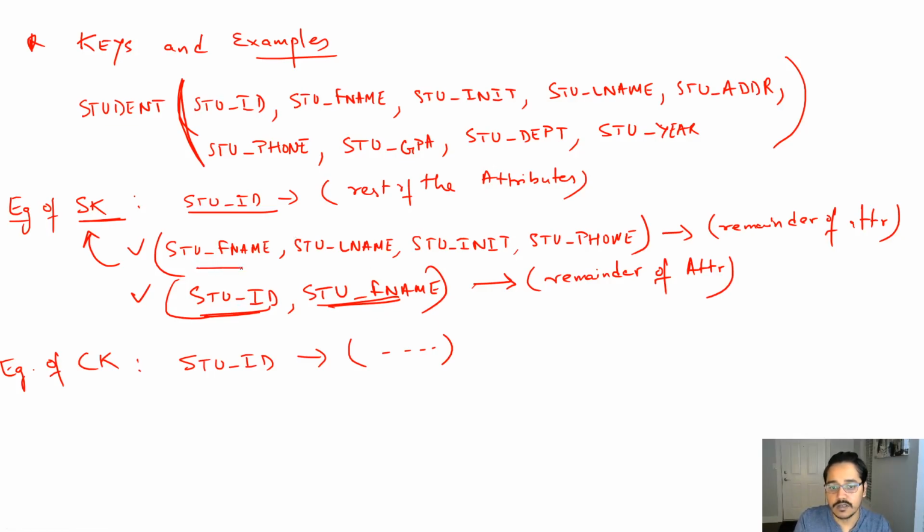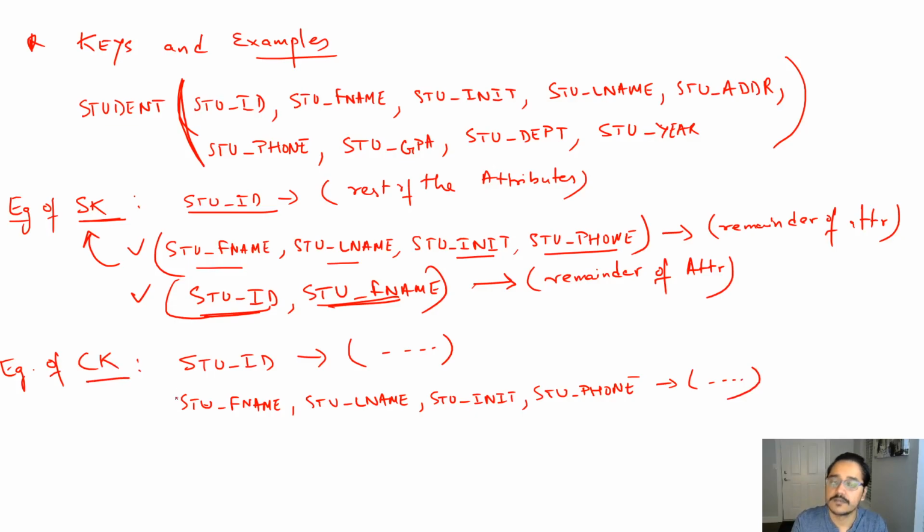However, if you look at this, student first name, last name, student initials, and student phone number, if you remove any one of the attributes, then you won't be able to uniquely identify the remainder of the attributes and distinguish them from each other. The unique part is important, right? So this one here, that is student first name, student last name, student initials, and student phone number, is also an example of a candidate key.